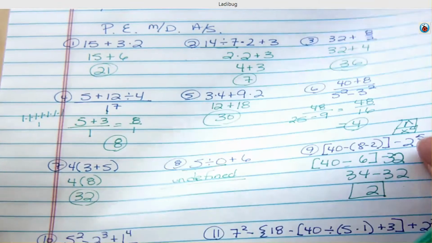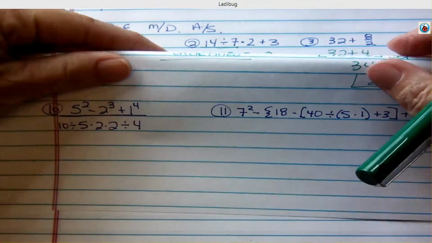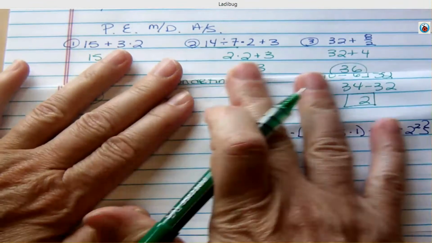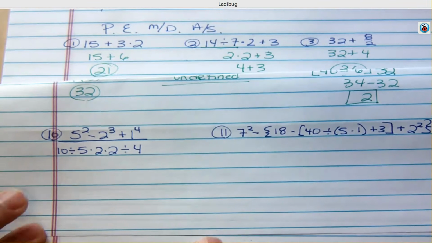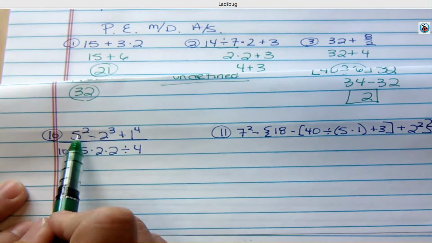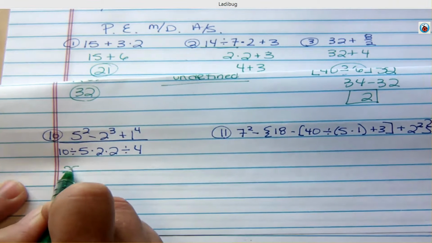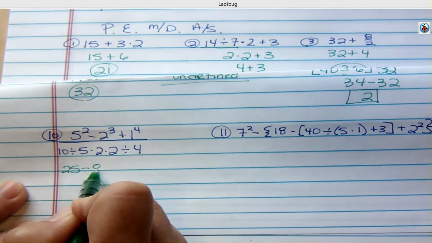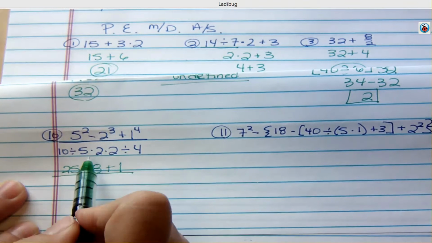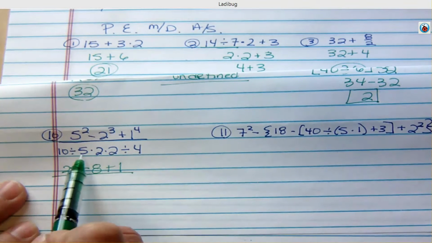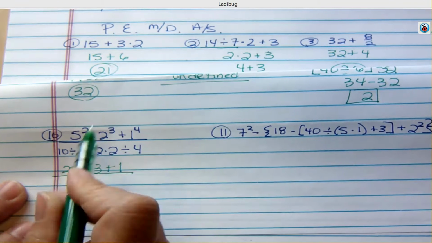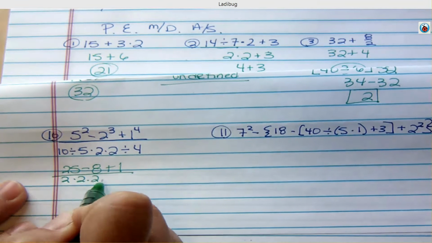Number 10, 11. These are the harder ones. It would behoove you to try them instead of just watching me do them, but at least have them in your notes so you can refer to them as you try some homework on your own. I'm going to simplify the top, and then I'm going to simplify the bottom. On the top, I have 5 to the second power, which is 25, 2 to the 3rd power, which is 8, and 1 to the 4th power, which is just 1. On the bottom, tricky, they've got multiply, but they also have divide, and division comes first here, so I'm going to do 10 divided by 5, which is 2, times 2, times 2, divided by 4.